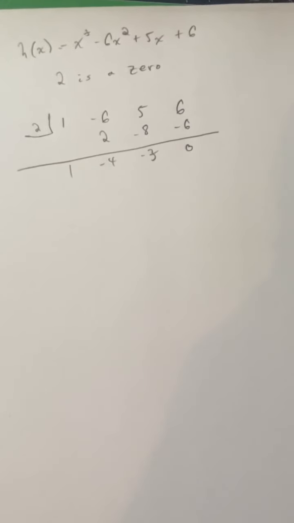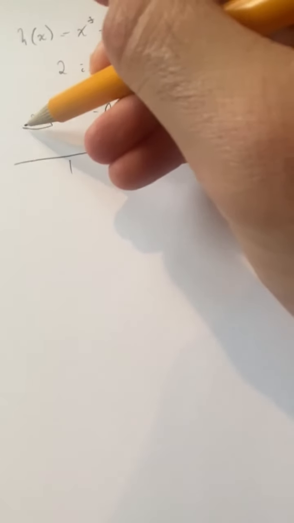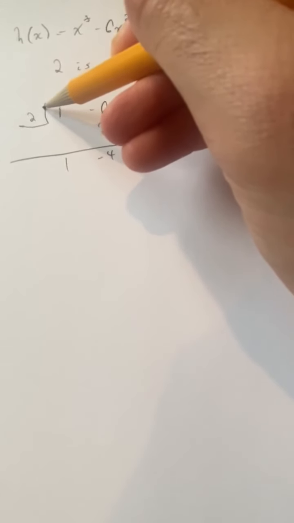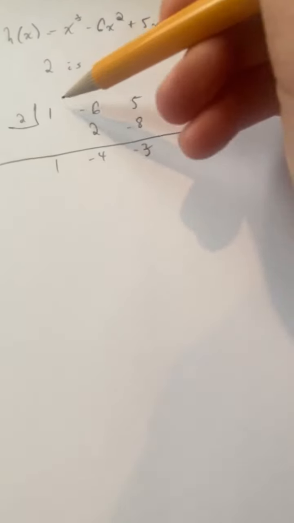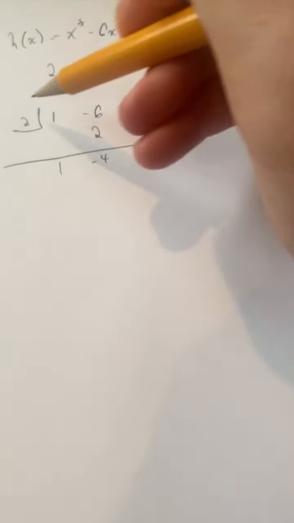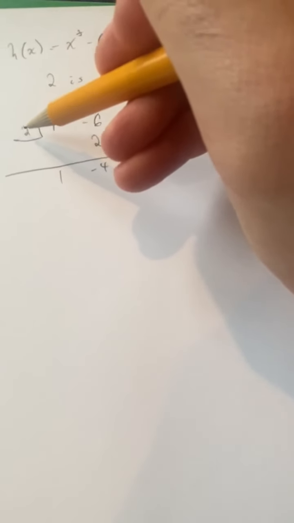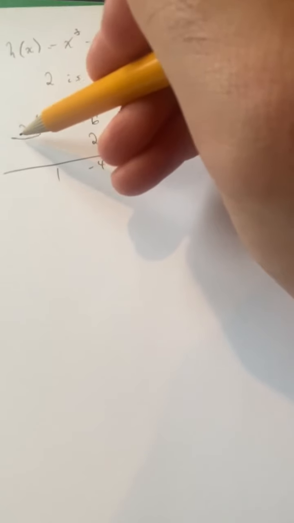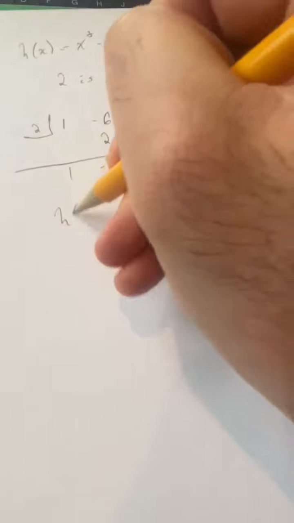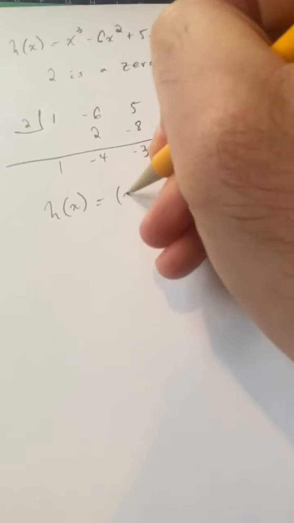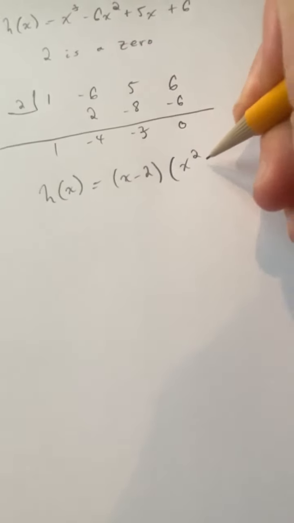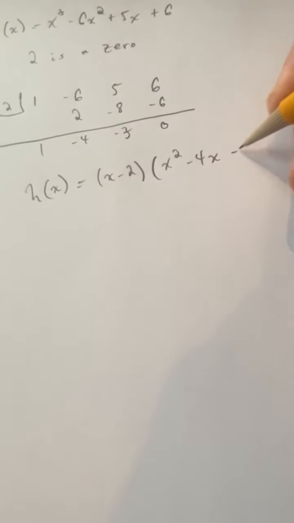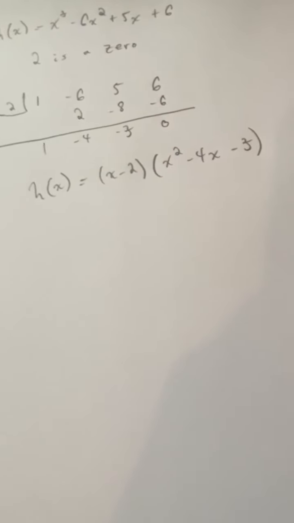Okay, so the important thing to remember, and maybe you've seen this in the explanations, or maybe I've described it before, but just in case, remember that when you're doing synthetic division or synthetic substitution, what this whole process is actually doing is dividing this original polynomial by x minus 2, or whatever the independent variable is, minus 2, okay? So we can re-express h of x as x minus 2 times this leftover stuff, which is going to be x squared minus 4x minus 3.